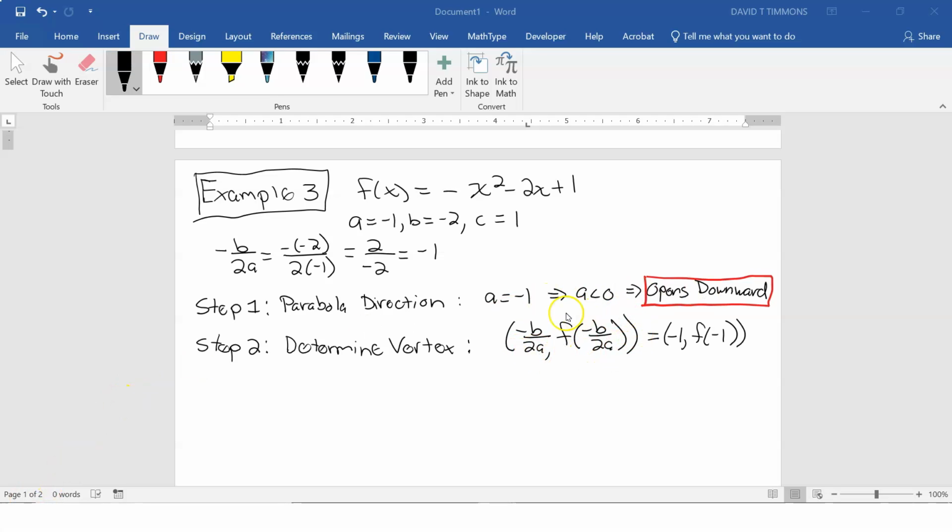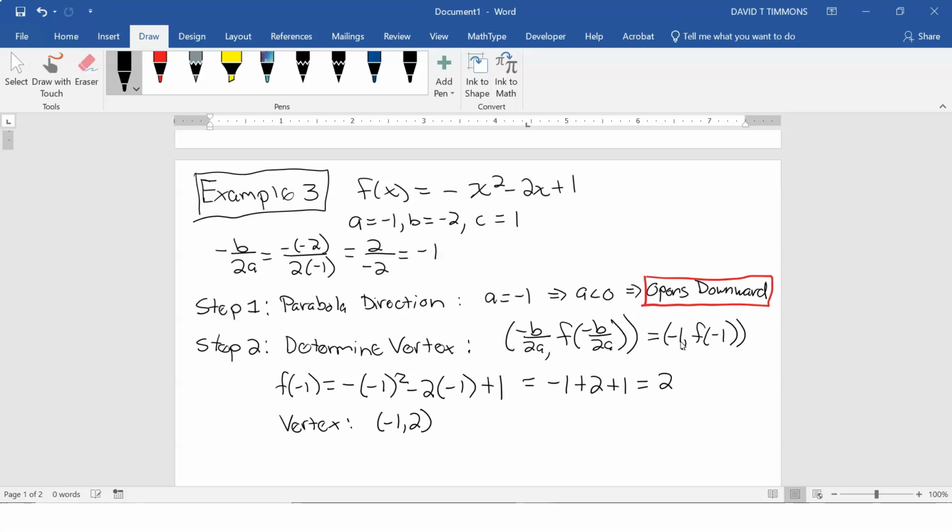When we determine the vertex, the x value is at -b/2a, and then we substitute that value into the function f to get the y value. For our problem, we know that x is -1. We need to determine f(-1) to get the y coordinate. So f(-1) will be -(-1)² - 2(-1) + 1. Carefully evaluate your expression. This will be -1 + 2 + 1, which equals 2. So our vertex will be (-1, 2).